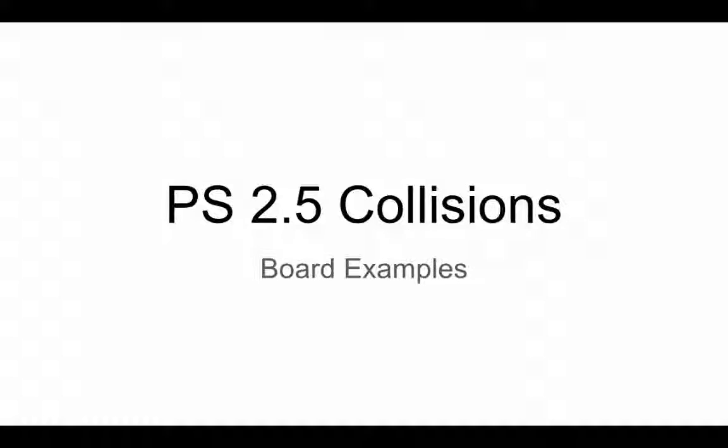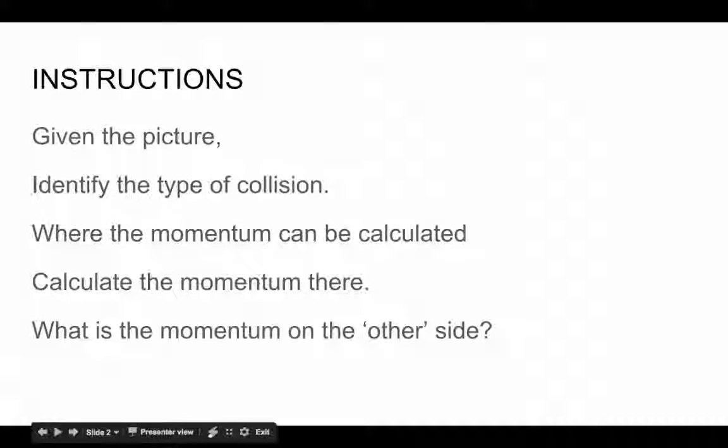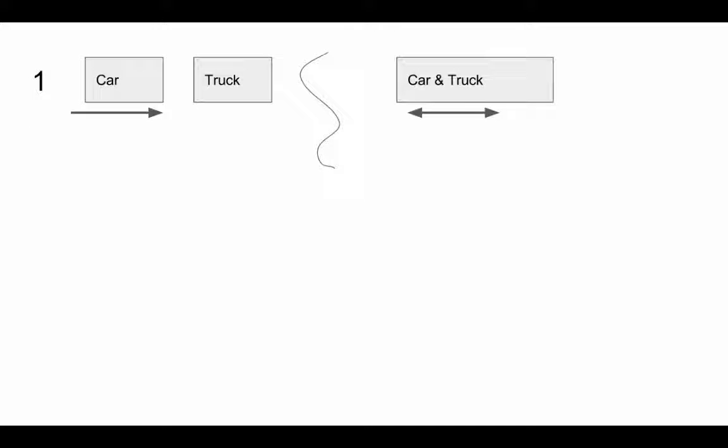These are some board examples that will be on the board, or we did them in class together on the board, but they're just in case you need a refresher. So here are the instructions. You're going to be given a picture. From that picture, you need to identify the type of collision that you have, where the momentum can be calculated either before or after. Calculate the momentum in that location, and then identify what the momentum will be on the other side.